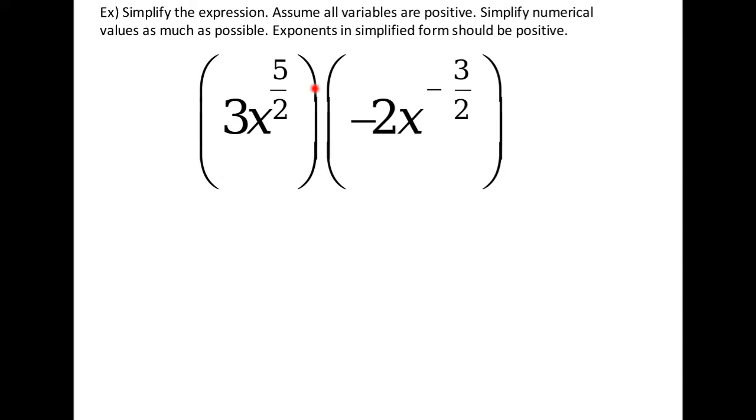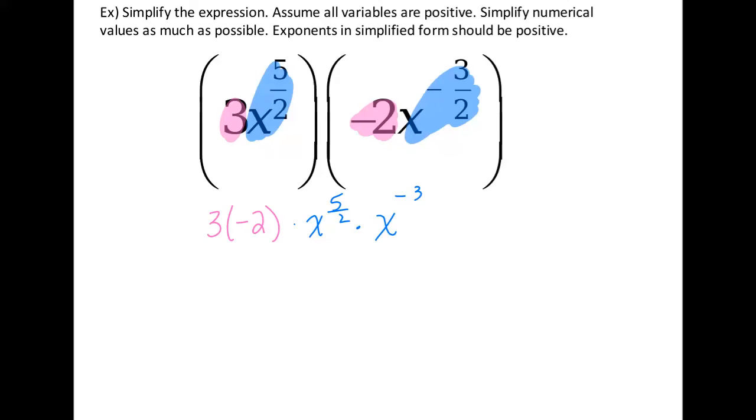What do these parentheses mean? What operation? That's a multiplication, right? So because this is a multiplication, you want to take the number part, so like 3 and negative 2, multiply those first together. I'm going to do a step here. You do not have to do this step. I'm just going to write it out so you understand what's happening here. This is basically 3 times negative 2. And then I'm going to take the variable portion and multiply those together. This is now going to be x to the 5/2 times x to the negative 3/2.